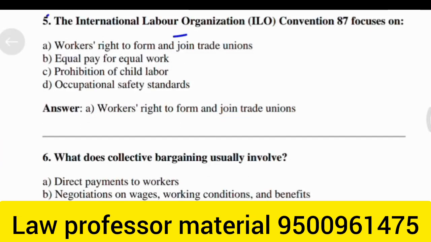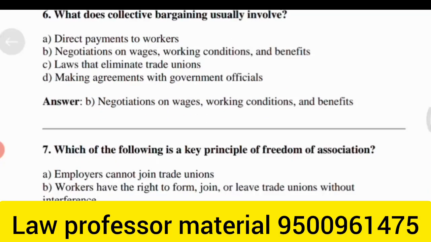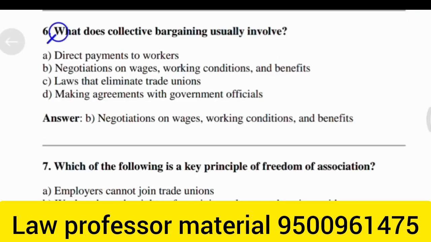The International Labour Organization Convention 87 focuses on option A. Workers' right to form and join trade unions. What does collective bargaining usually involve? Option B. Negotiations on wages, working conditions, and benefits.